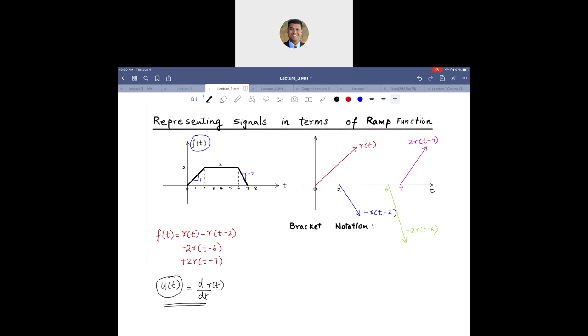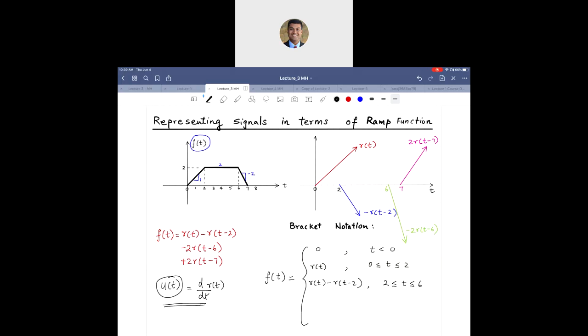Let's talk about the bracket notation for f of t. What is the bracket notation? This is f of t. In this case, I have several pieces. 1, 2, 3, 4, 5 pieces. So let me draw a bigger curly parentheses here. It's going to be 0 for time less than 0. Then I have R of t between 0 and 2. Then I have R of t minus R of t minus 2, that is between 2 and 6.